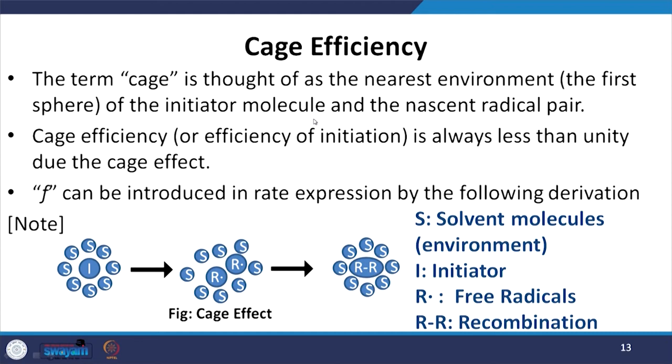Now, this is the pictorial diagram which we were discussing. Here this is the initiator, and you see that the solvent molecules surround it, and this cage efficiency is represented by this one. Now, R represents the free radicals, RR is the combination, and I is the initiator. So, this is the pictorial diagram to represent the things.